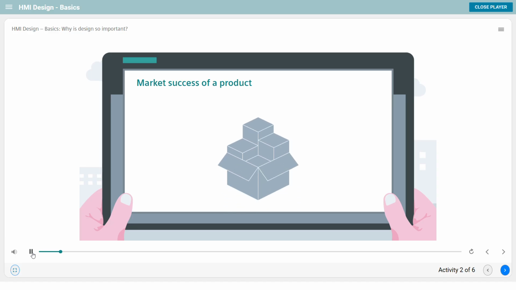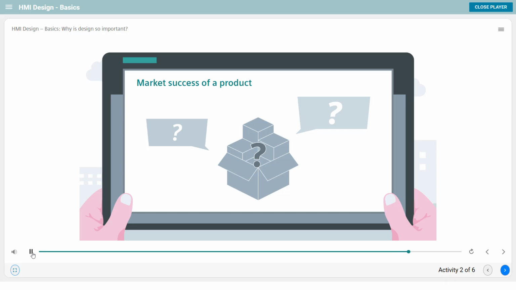Design plays a central role in a product's market success. A good design creates added value and benefits. But how? To understand that, it's important to consider the following. What does it mean for a product to be successful? What effect does a product have on users and consumers? And which design aspects should be considered?